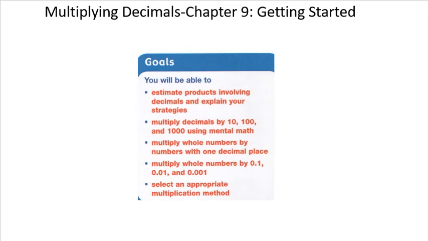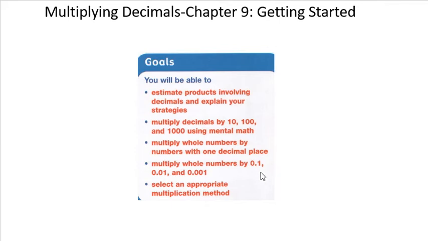Welcome back, grade 6, to Nelson Math, chapter 9, multiplying decimals, getting started. For this chapter, we are going to be estimating products involving decimals and explaining strategies. We're multiplying decimals by tens, hundreds, and 1000s using mental math. We will multiply whole numbers by numbers with one decimal place, in other words, numbers to the 10th.